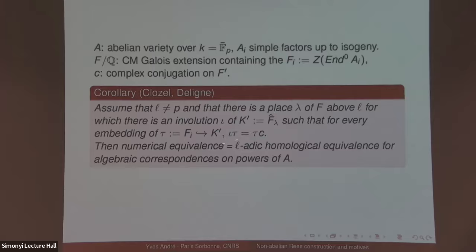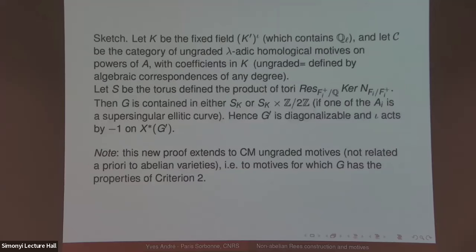The conclusion is that numerical equivalence is n-adic logical equivalence for algebraic correspondence on powers of K. So I will deduce this by a direct application of the last criterion. So let's define K', which was the completion of this at lambda of F. I consider the fixed field denoted by K, but K contains Q_l, of course, because everything is Q_l, continuous n-adically.